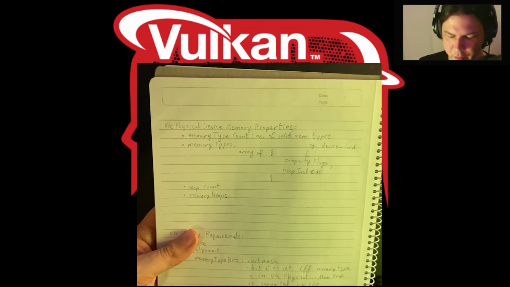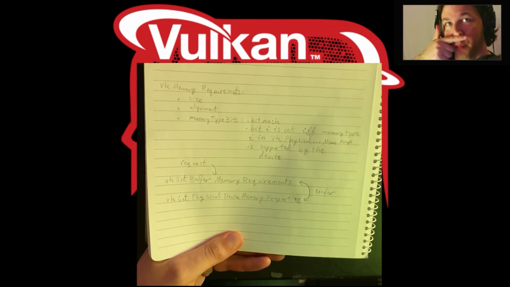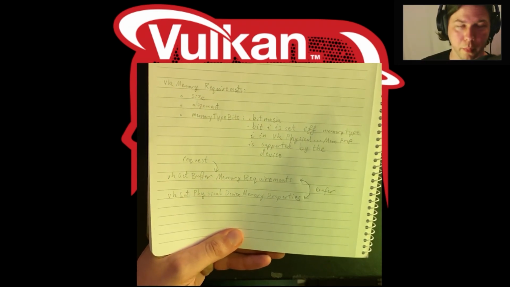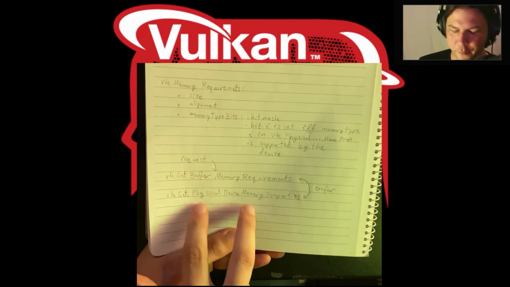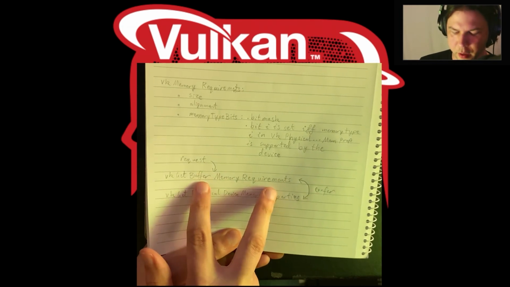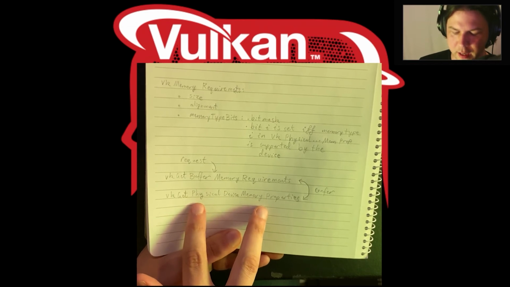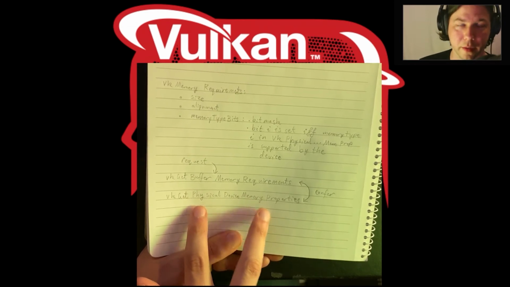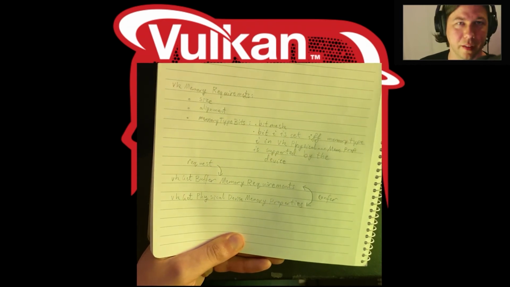Okay, so what we need is, in order to allocate memory, we need to find an appropriate memory type, and in order to do that, we are going to need to have a function that sort of checks these things against each other. So we get the memory requirements, we throw that into our function, and then we check it against our physical device memory properties and get a memory type that matches. All right, so let's get into it.